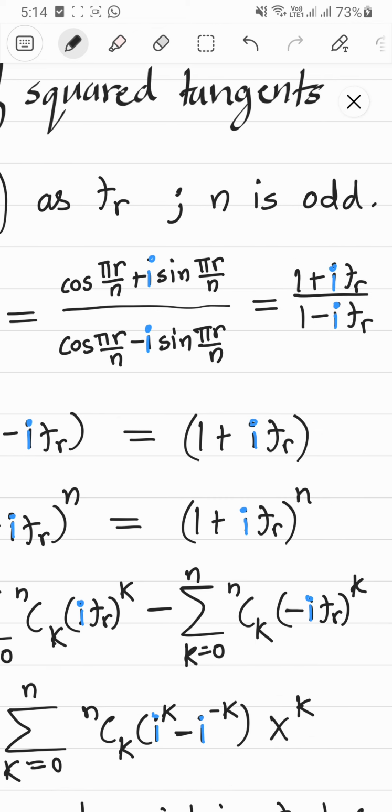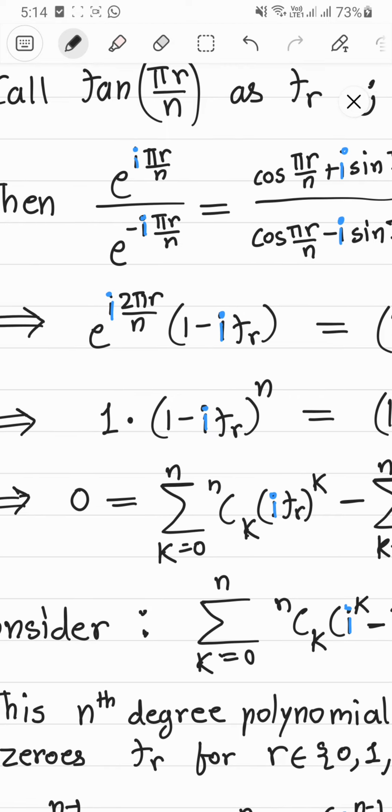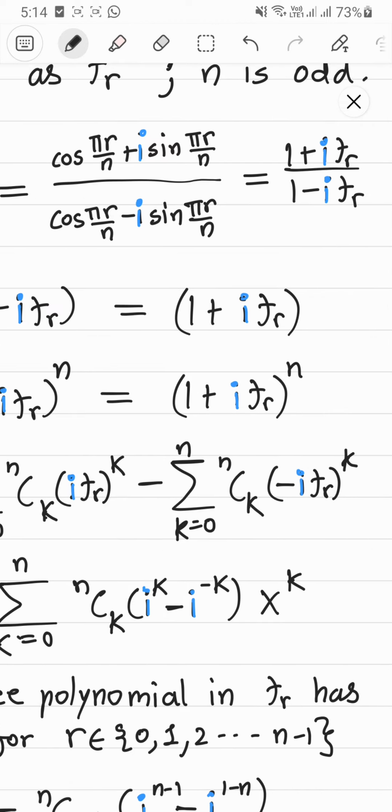Then just send that to the left hand side, and then raise these to the power of n on both sides. So this thing, e power i 2 pi r upon n, that to the power of n, would just be 1, because e power i 2 pi r, right? And r is an integer, of course. So this just becomes (1 minus i t_r) to the power of n is equal to (1 plus i t_r) to the power of n.